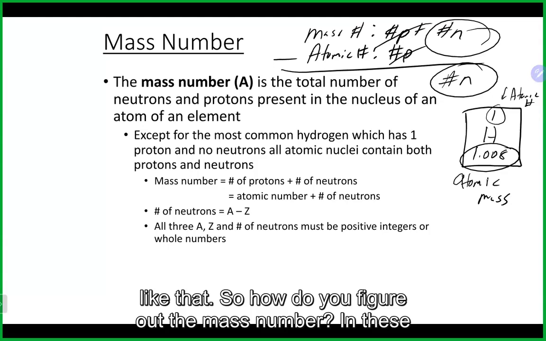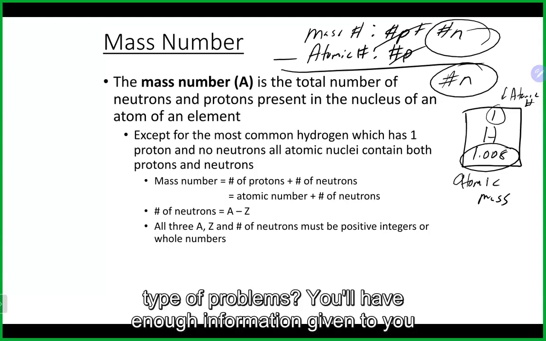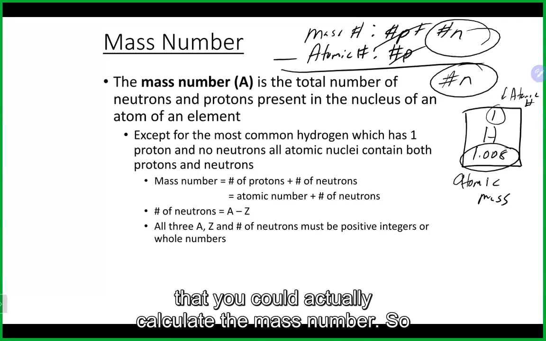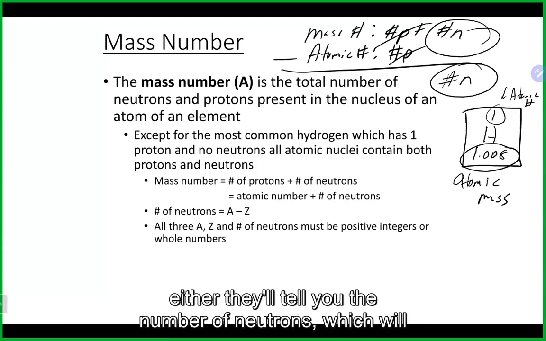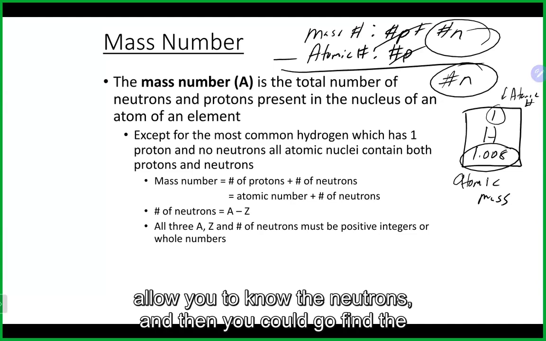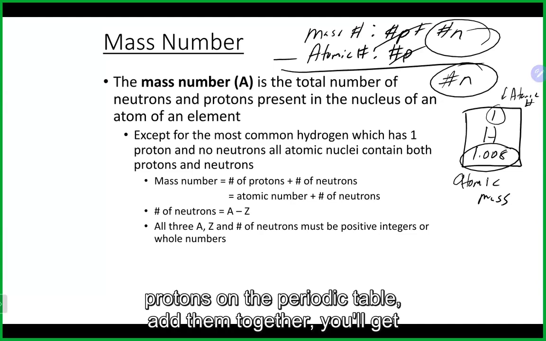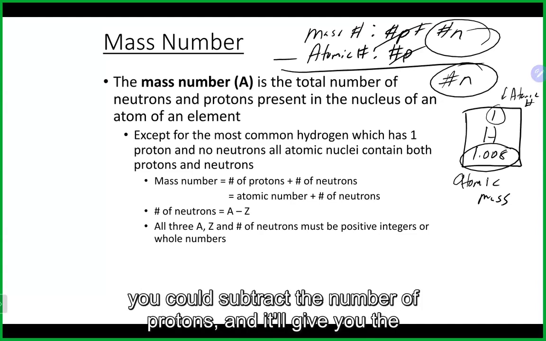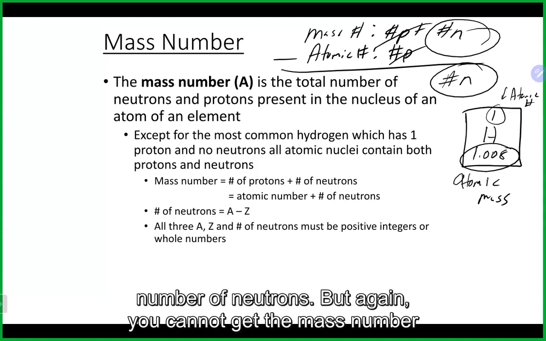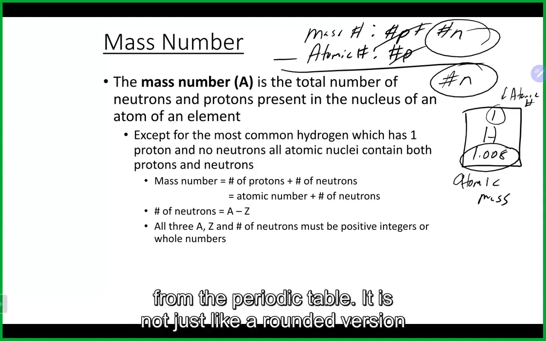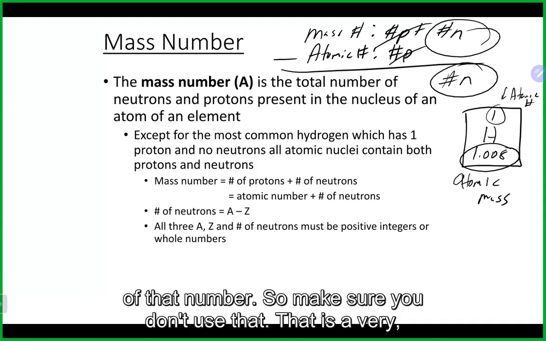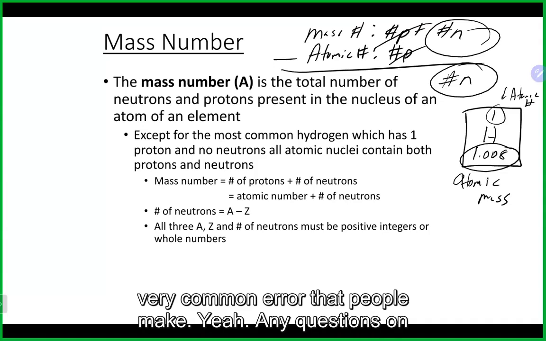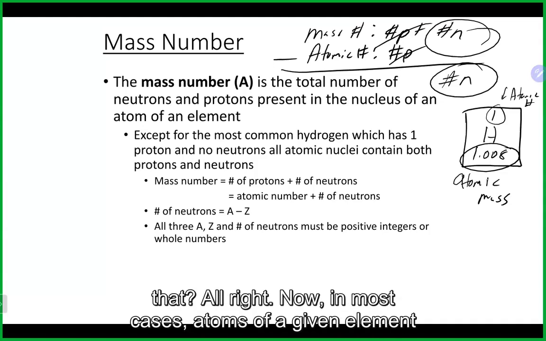So how do you figure out the mass number in these type of problems? You'll have enough information given to you that you could actually calculate the mass number. So either they'll tell you the number of neutrons, and then you could go find the protons on the periodic table, add them together, and you'll get the mass number. They may give you the mass number, and then you could subtract the number of protons, and it'll give you the number of neutrons. But again, you cannot get the mass number from the periodic table. It is not just a rounded version of that number. So make sure you don't use that. That is a very, very common error that people make. Any questions on that there?